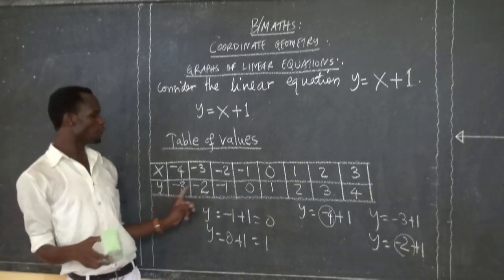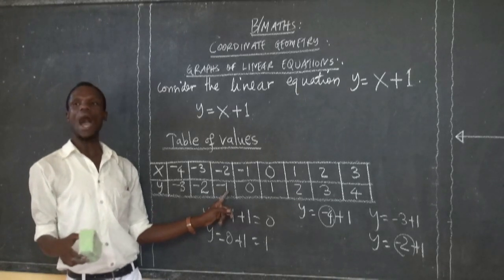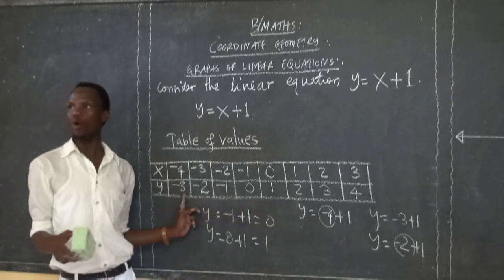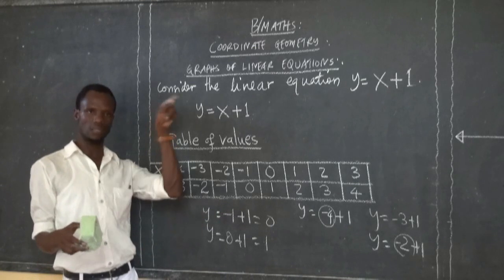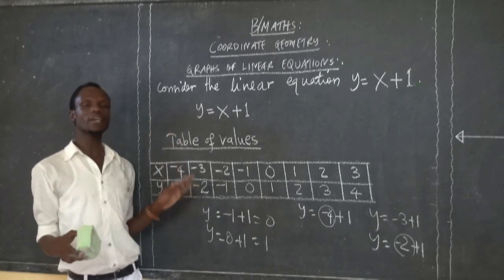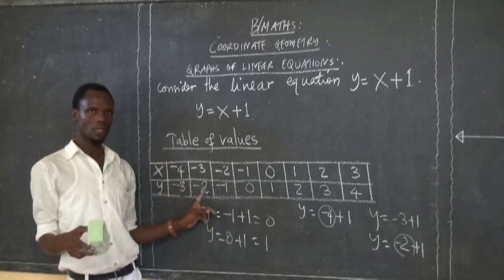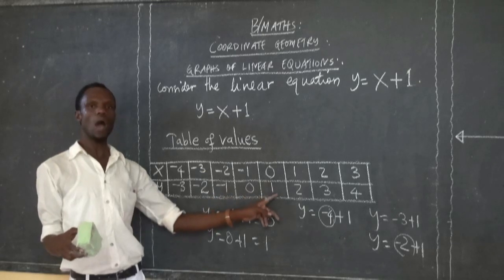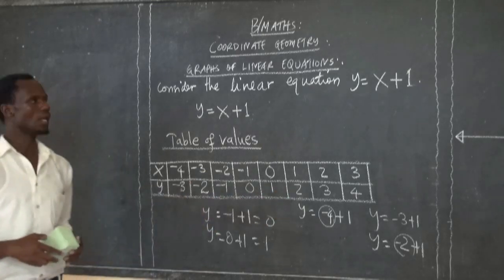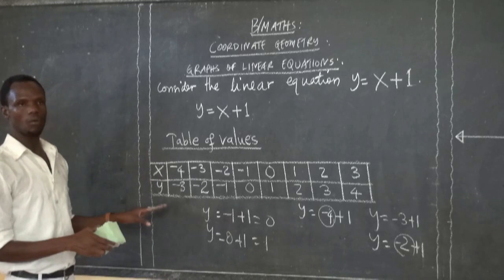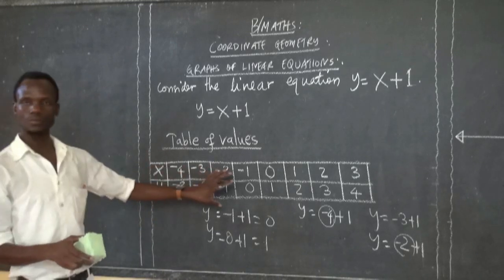Now, after I filled the points, I have to know that the numbers were increasing by 1. We are increasing by what? By 1. And that is what we have filled. Now, after we have written so, this is the table of values.